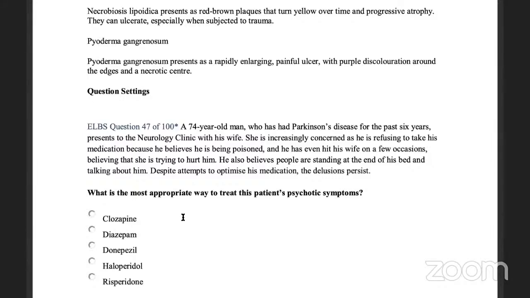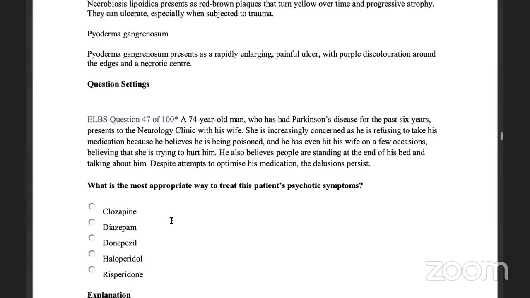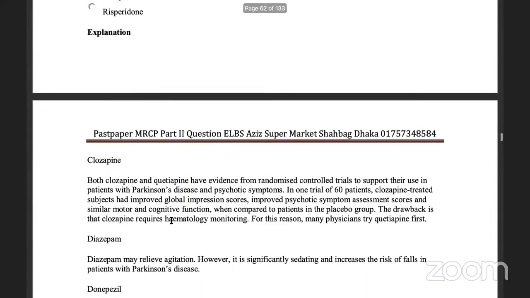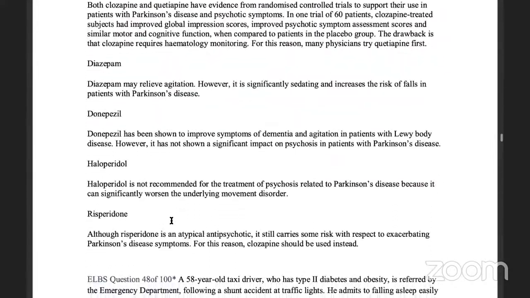Clozapine, diazepam, donepezil, haloperidol, risperidone. Clozapine. In Parkinson's, first line you can give quetiapine, and then we give clozapine. Both clozapine and quetiapine have evidence from randomized controlled trials to support their use.